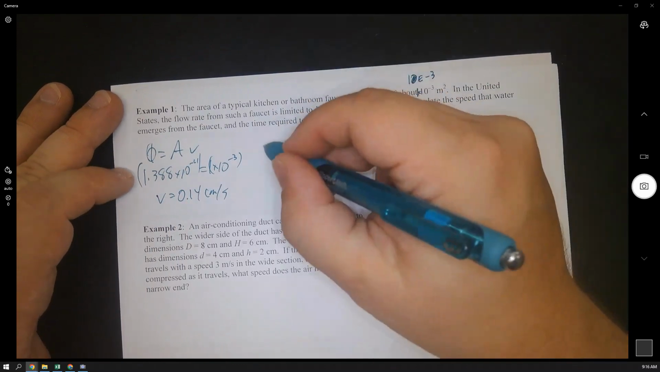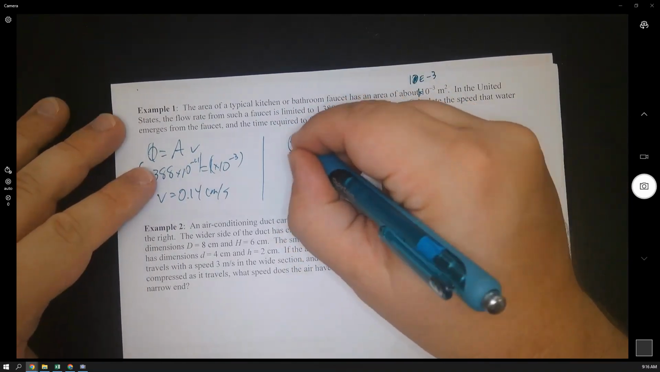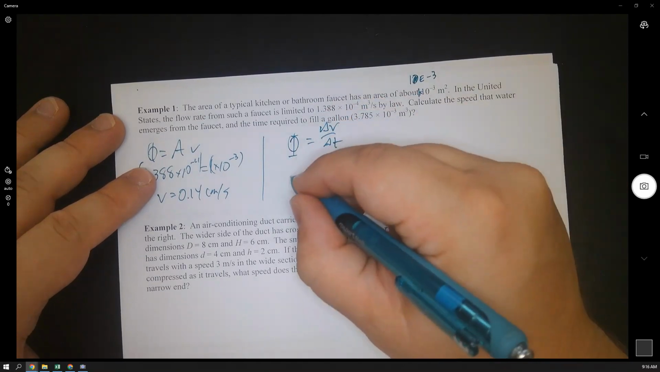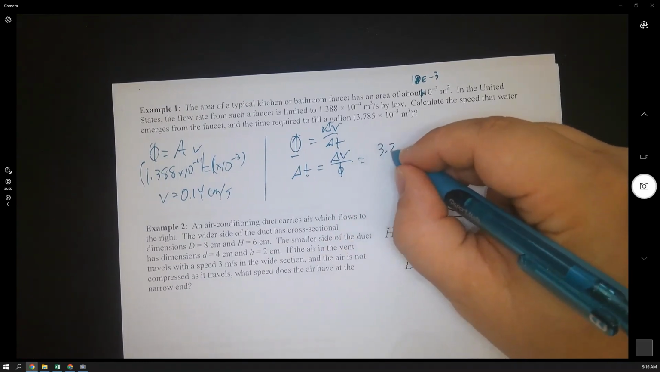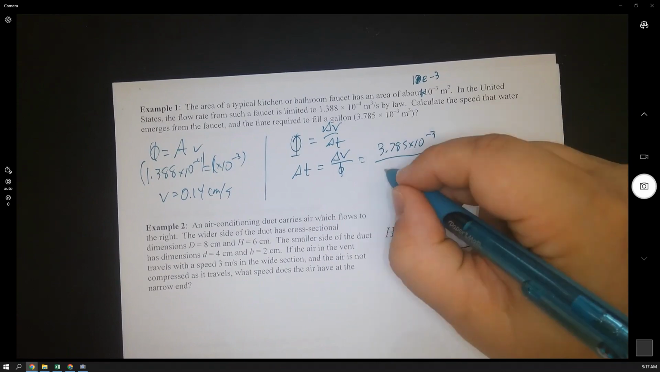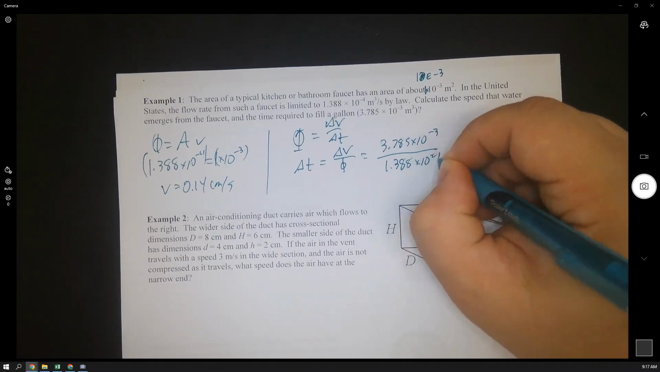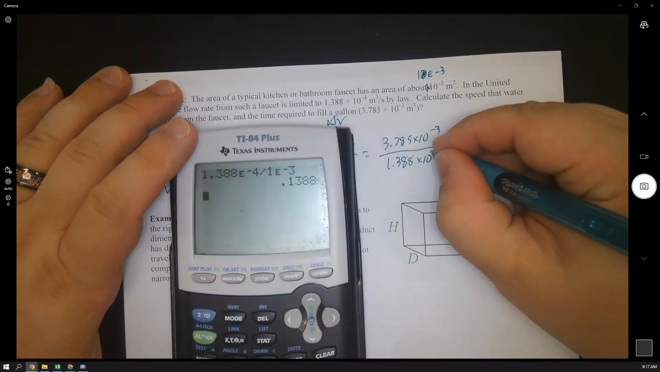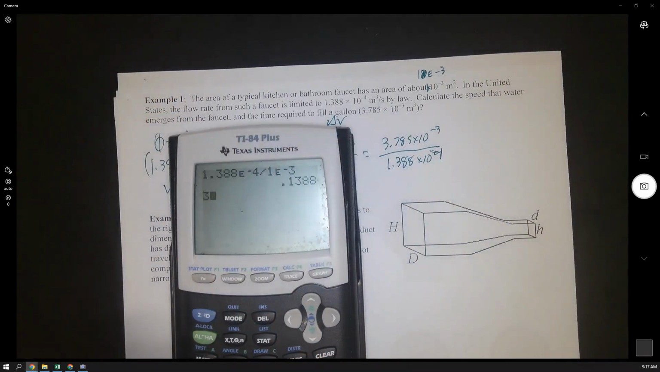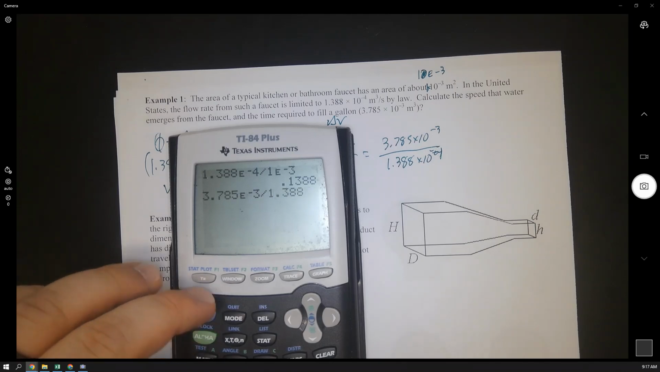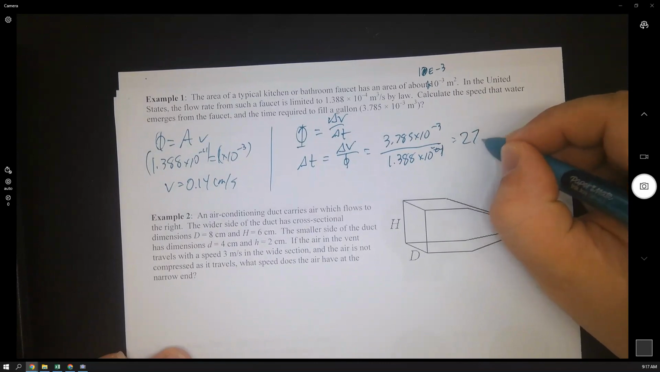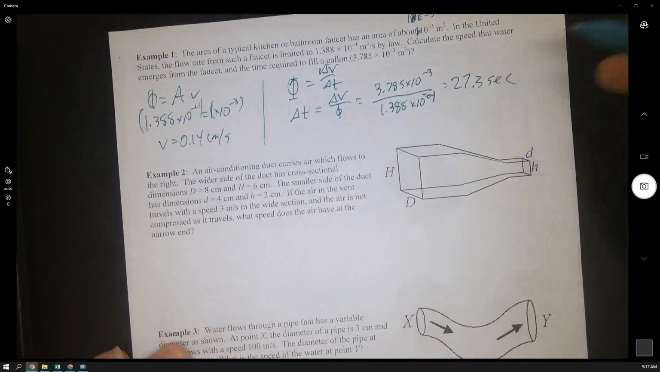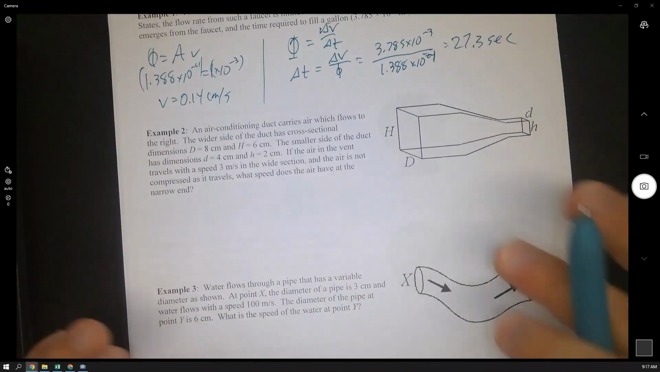Then how much time would it take to fill a gallon? Well, the flow rate is delta volume over delta time, so that means delta time is volume over flow rate. So what's that going to be? It's going to be 3.785 times 10 to the negative 3 divided by a flow rate of 1.388 times 10 to the negative 4. I'm sure you've already taught your students how to do scientific notation on the calculator during your unit on universal gravitation, but this is a good opportunity to review putting scientific notation into the calculator properly. About 27 seconds. Try it at home and see if it takes about 27 seconds to fill up a gallon jug of milk or something that might be empty.